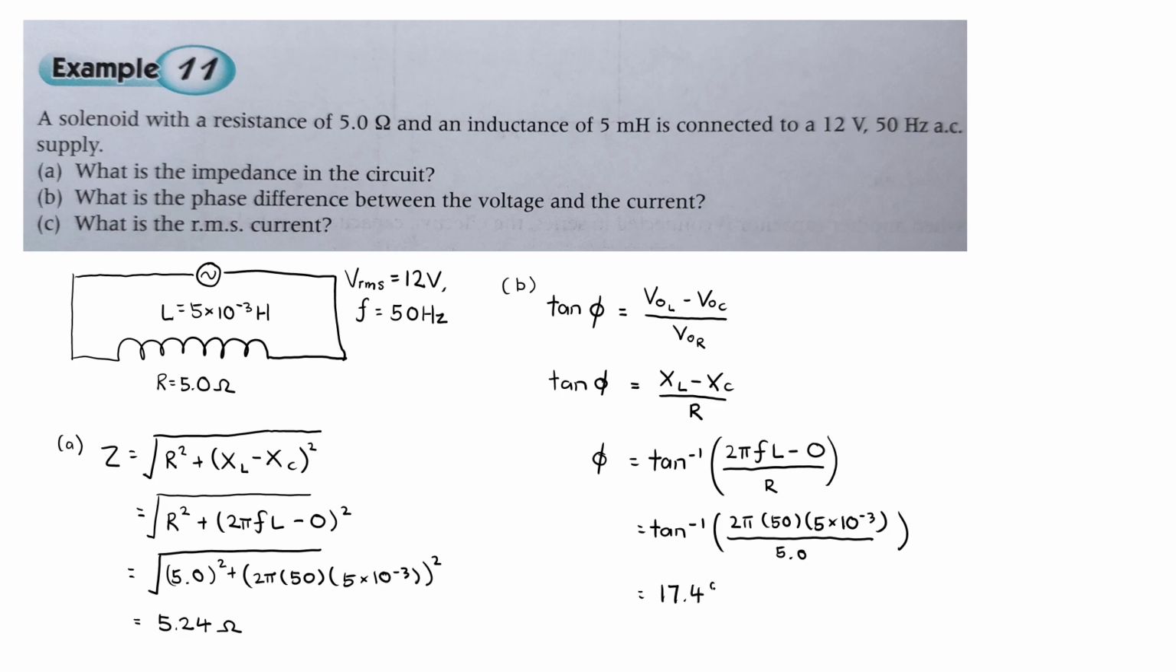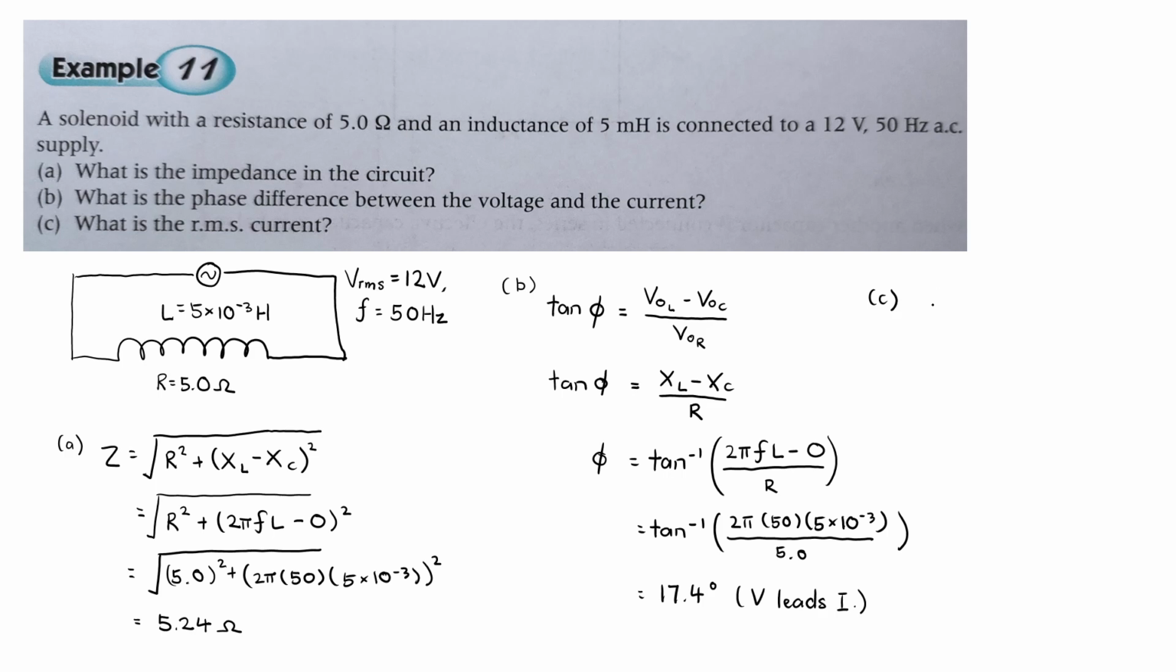17.4 degree. 17.4 degree here, it's positive, so you can think of it as the V is actually leading the I. So V leads I. You can write it here, okay, but they didn't really ask for it. But you can just write V leads I, then the phase angle is 17.4 degree. Okay. And then the last thing they ask is what is the RMS current?